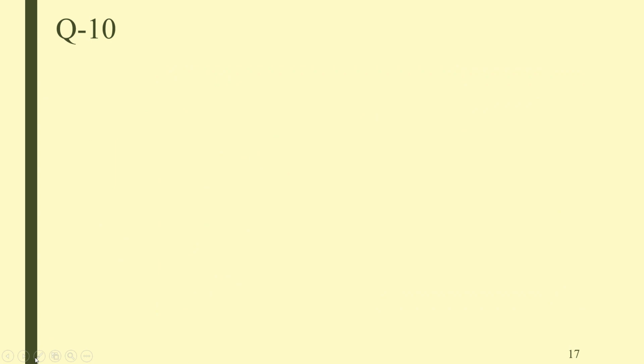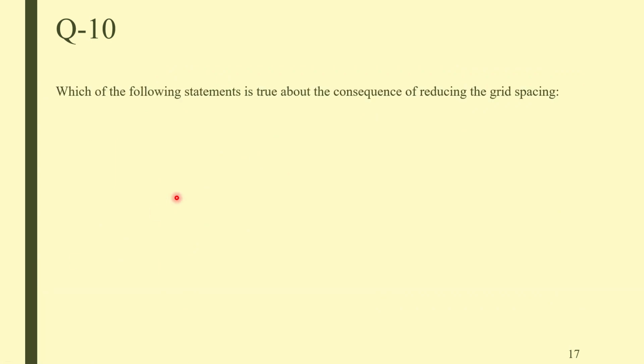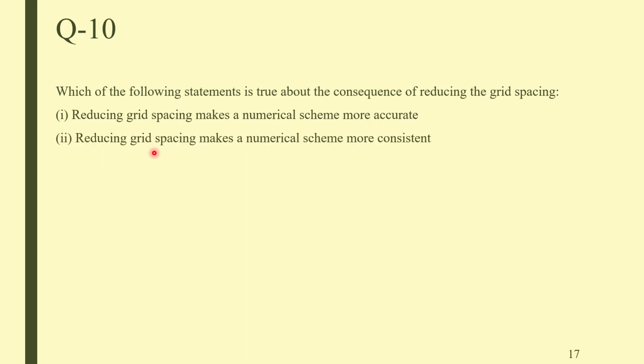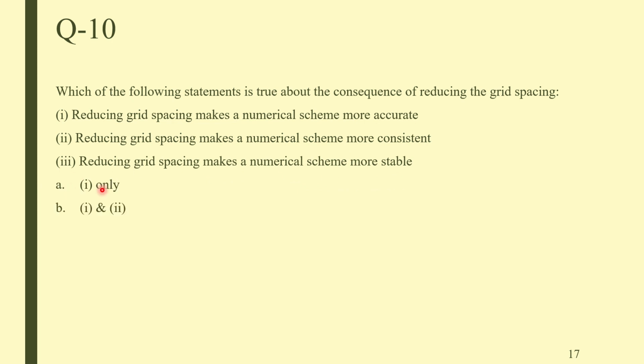We'll now move on to question 10. In question 10, it is given: which of the following statements is true about the consequence of reducing the grid spacing? First, reducing grid spacing makes a numerical scheme more accurate. Second, reducing grid spacing makes a numerical scheme more consistent. And third, reducing grid spacing makes a numerical scheme more stable. Options are A, 1 only, option B, 1 and 2, option C, 1 and 3, option D, 1, 2 and 3.